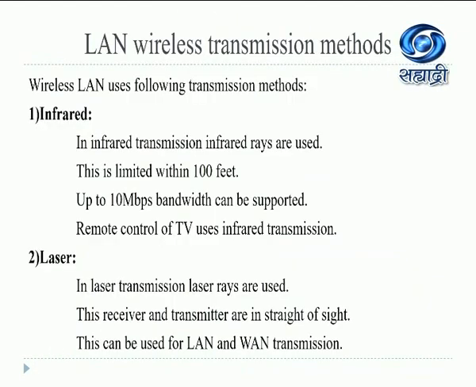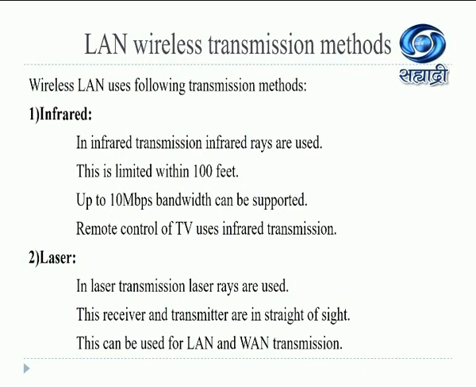So the last topic remaining in this networking topology is LAN wireless transmission methods. So what are the LAN wireless transmission methods? There are 4 important methods. Let's study them one by one. The first method is infrared. In infrared transmissions, infrared rays are used. This is limited within 100 feet. Up to 10 Mbps bandwidth can be supported with the help of these infrared rays. The remote control of the TV uses infrared transmissions.